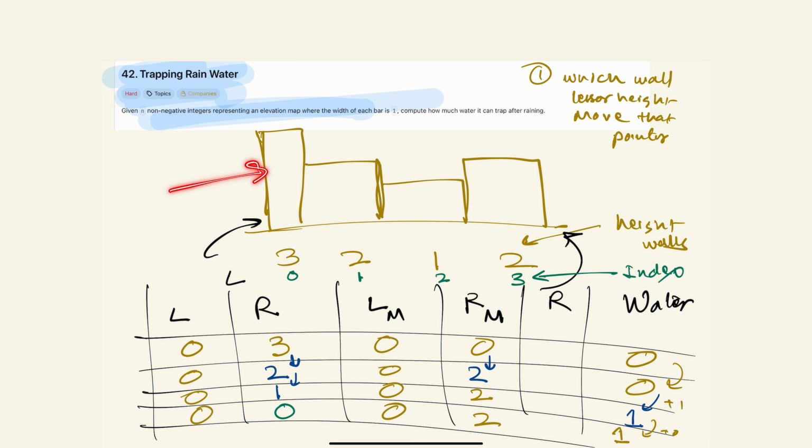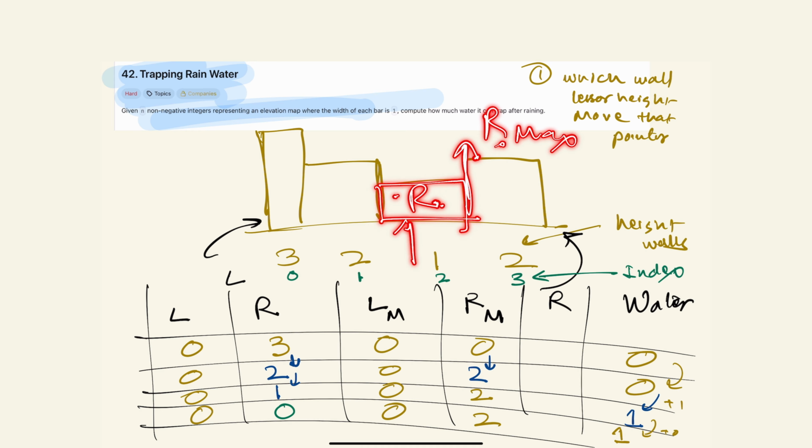Same will be repeated on the left. In case on the left I got a bigger height, I replace the left max. That's the reason I replace max. Now if I get any height which is lesser than the r max, since this is the right pointer wall, that indicates I had a bigger height wall on the right side, and the current height of the right wall is lesser, so I can hold the difference as the amount of water. That's the reason I added 1.